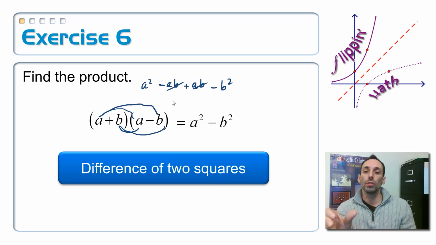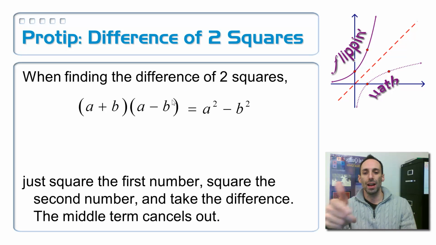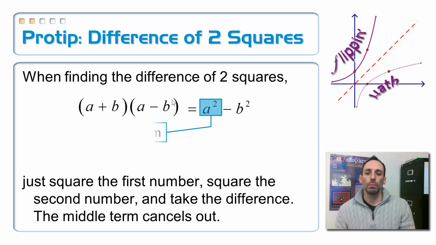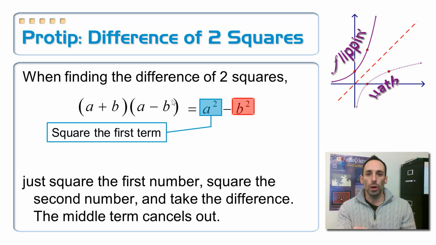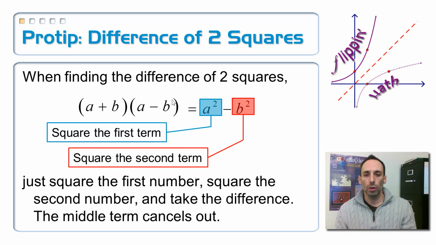Look at how these two sets of parentheses look. They are exactly the same. They have the same numbers in them. Just the first one has a plus sign in between, and the second one has a minus sign. Whenever I get that, I know it's the difference of two squares. So here's a pro tip on simplifying the difference of two squares. The a squared just comes from the first term squared. The b squared comes from the second term squared. It's the difference of two squares, so you put the minus sign in between. That should be something you easily recognize, and you can multiply those things out very, very quickly.